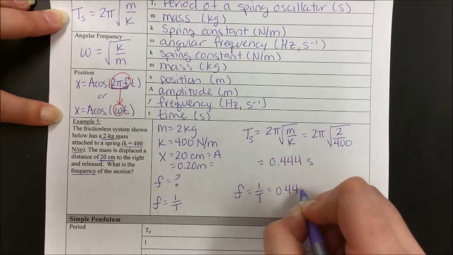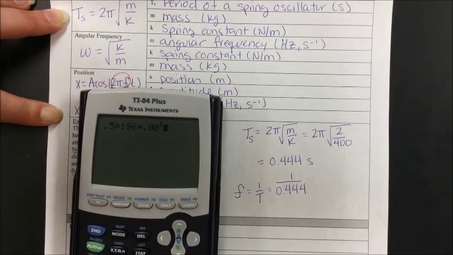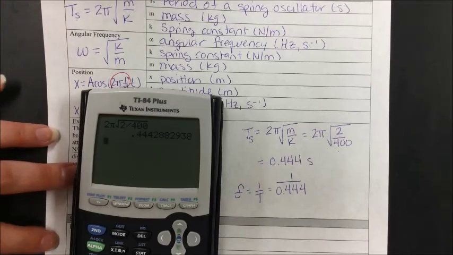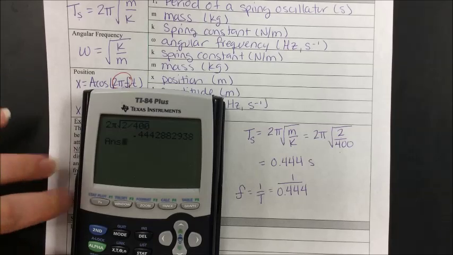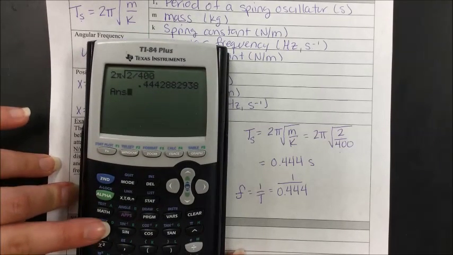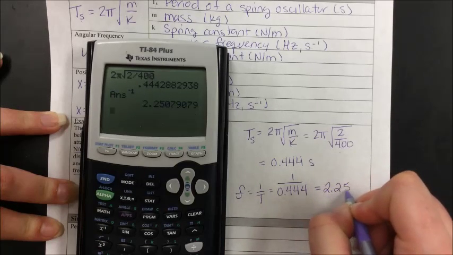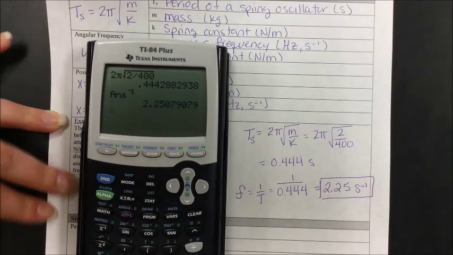So on your calculator, the easiest way to do this is with the answer button. So if we type this in, so I can show you here, you have your 2 pi, and then you're taking the square root of 2 divided by 400. That gives us our 0.44. And we want to take the inverse of that. So you're going to do second answer, and then you're going to use this -1 right here. This is the inverse. It makes it super easy. And when we do that, we get our frequency, which is 2.25. The unit for that is seconds to the -1 or hertz, whichever one you choose.